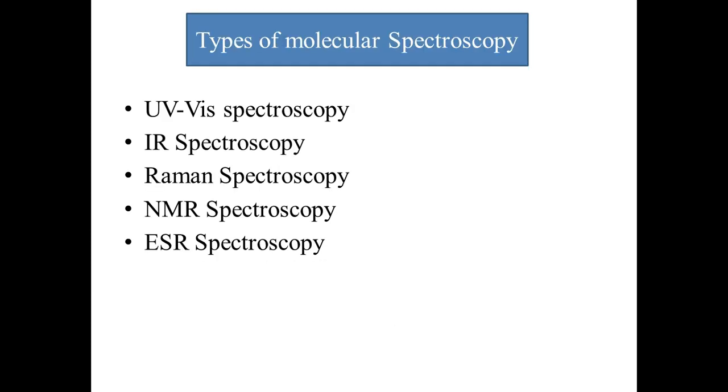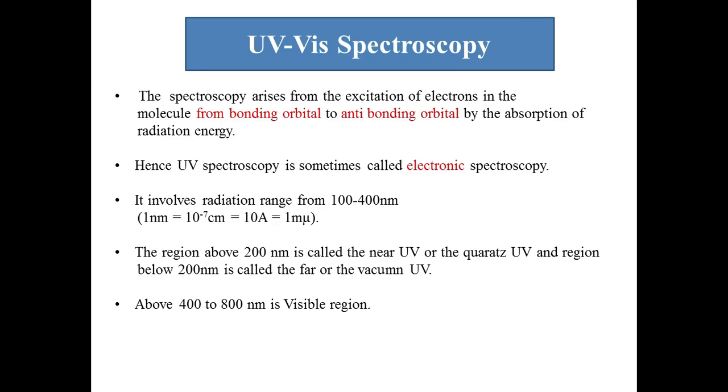The types of molecular spectroscopy: UV visible spectroscopy, IR spectroscopy, Raman spectroscopy, NMR spectroscopy, ESR spectroscopy. So these are the types of molecular spectroscopy we can discuss here. First of all, we are going to discuss UV visible spectroscopy. What is UV visible spectroscopy?